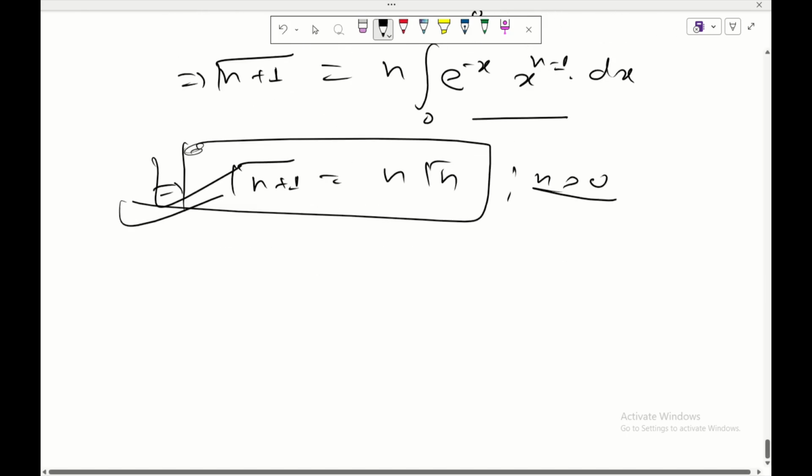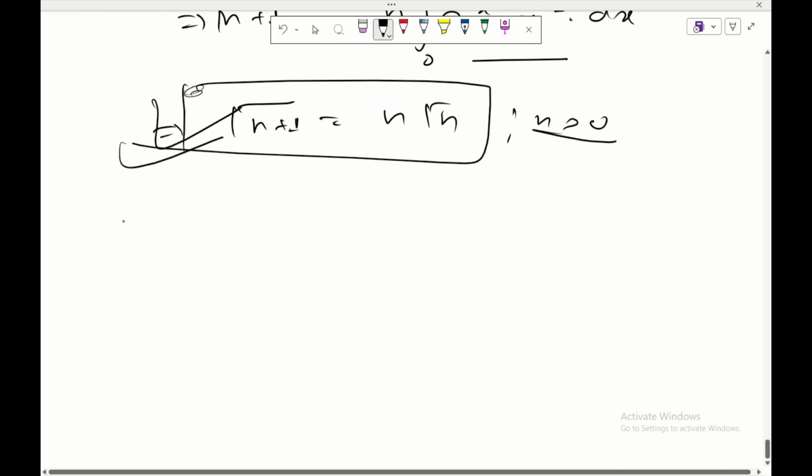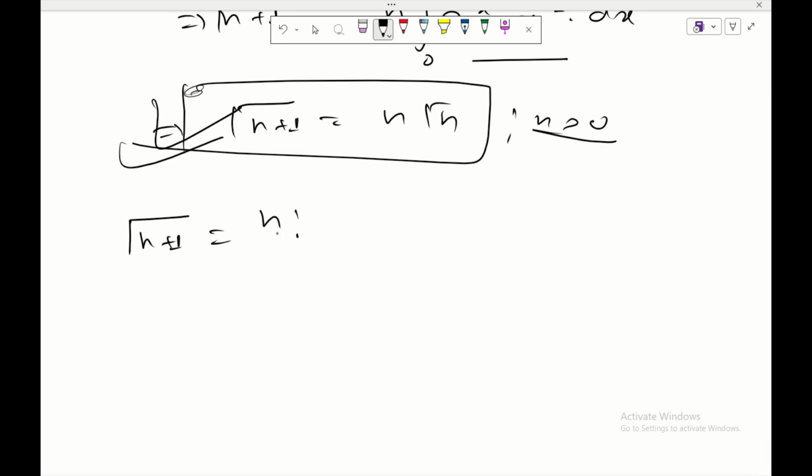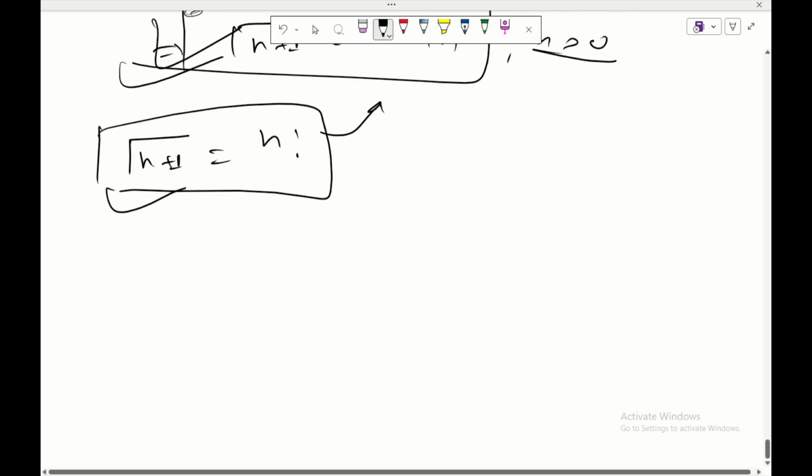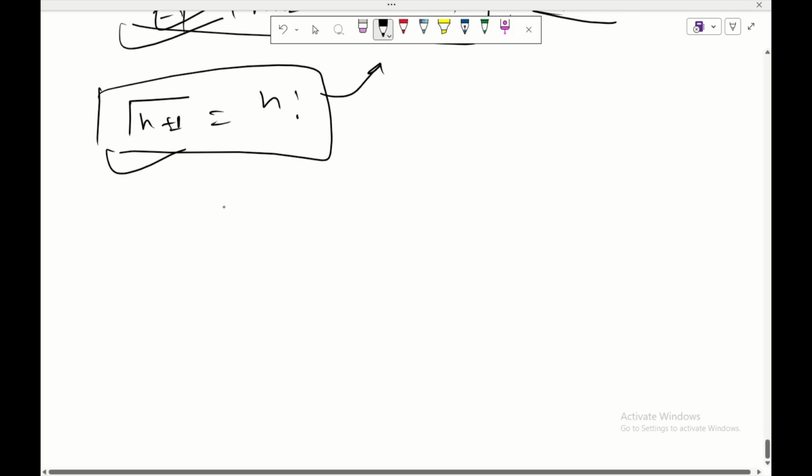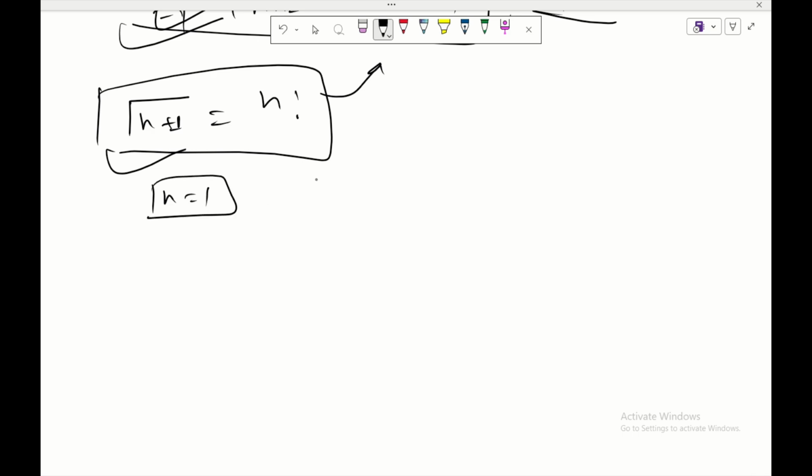Okay, so first we will prove a result, that is gamma n plus 1 is equal to n factorial. How we will prove this result with the help of this formula? So suppose first I put n equal to 1 in the gamma function. So what was the gamma function? Integral 0 to infinity e to the power minus x, x to the power n minus 1 dx. Okay, so if I put 1, what will I get?